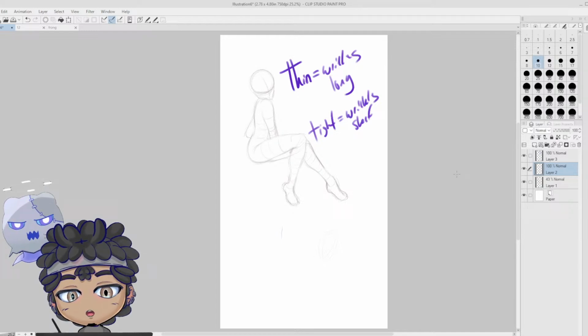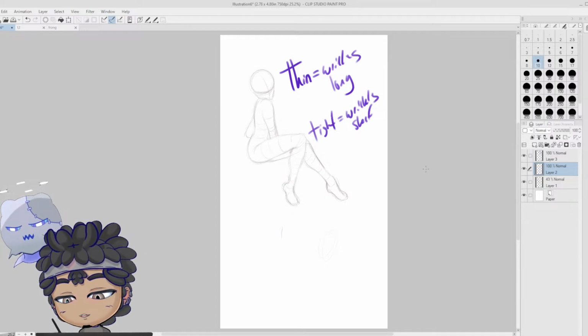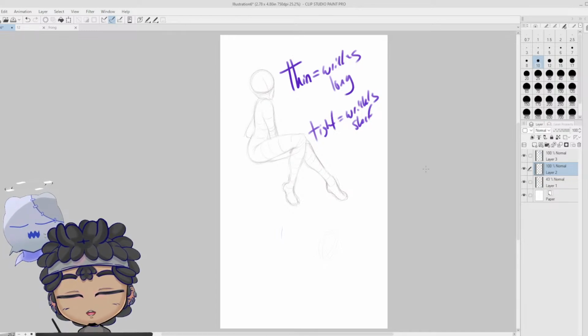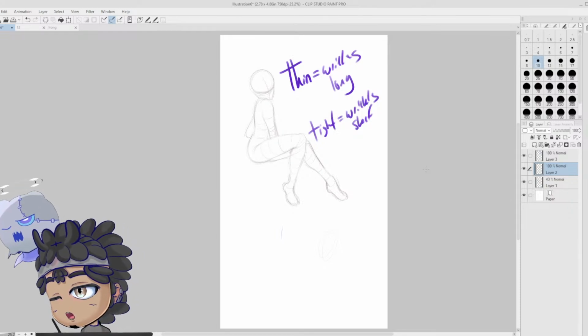So that's pretty much it when it comes to clothing. Clothing is not as hard as you think. It's just about what texture you're using, and by texture I mean the heaviness, how thin it is, how wrinkly and how foldish it is.